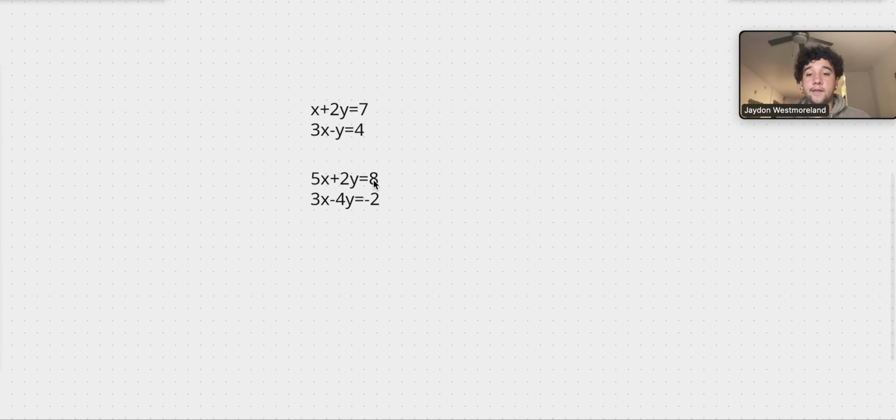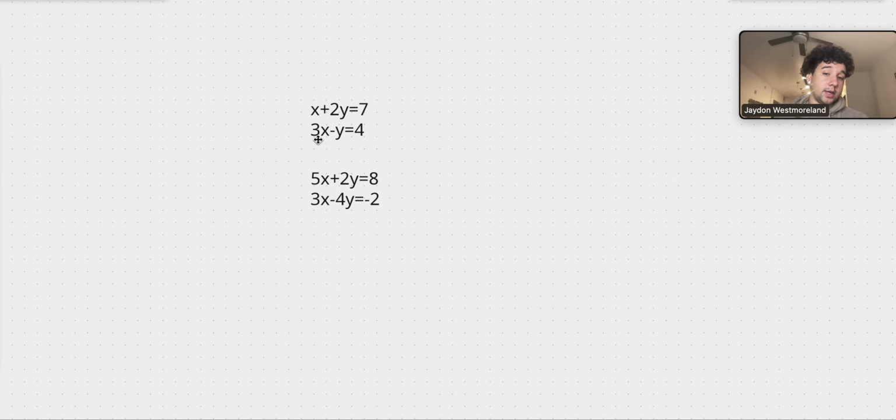x plus 2y equals 7, 3x minus y equals 4. So it doesn't necessarily have to be perfect for us to use one or the other, right? This comes at your discretion, right? Which one should we use, substitution or elimination? In this case, I'm just going to go substitution, elimination, substitution, elimination. If it was me, I would probably use elimination in this case.